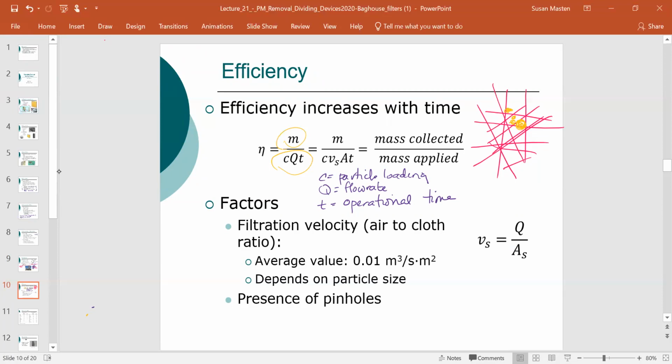The filtration velocity is also known as the air to cloth ratio, and that ranges from about 0.01 up to about 0.2 meters per second. So it's flow rate in meters cubed per second divided by meters squared, and that meters squared is the surface area of your filters. So in this case, the meter squared is the surface area of the filter.